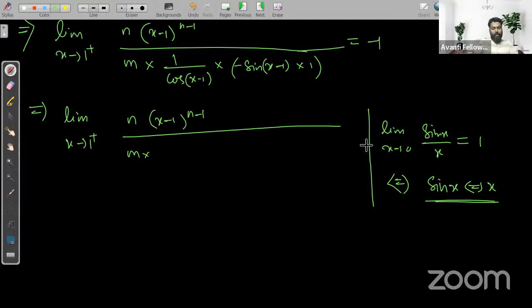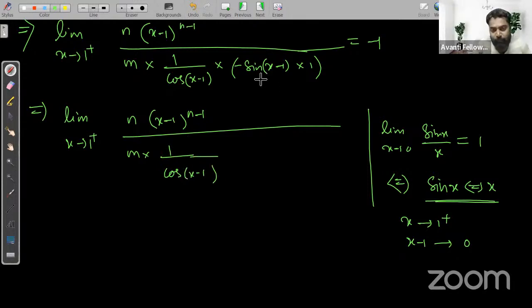है ना, so here the limit x tending to 0 plus, here also x tending to 1 plus. When x is tending to 1 plus, then x minus 1 will be tending to 0, right? So you can use it. So here, sorry, you can replace 1 by cos of x minus 1. So instead of sine of x minus 1, we can use x minus 1 only. Yes or no? You can use or not? Right? We can use or not?